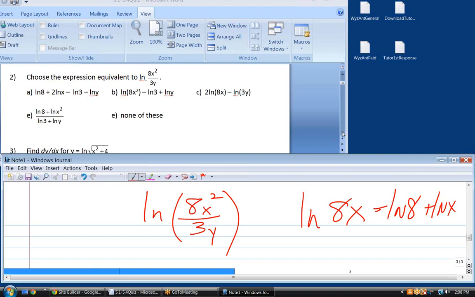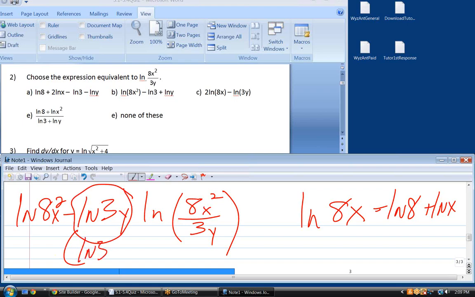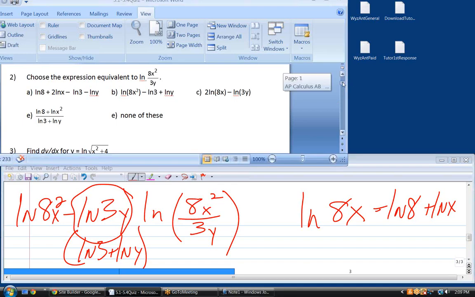Why is it not B? Because you really need a parentheses. In other words, it could be the natural log of 8x squared minus the natural log of 3y. But then when you separate that, there's a parentheses, natural log of 3 plus natural log of y, and it doesn't end up being this when you remove the parentheses. So I don't know, that's a very strange one.